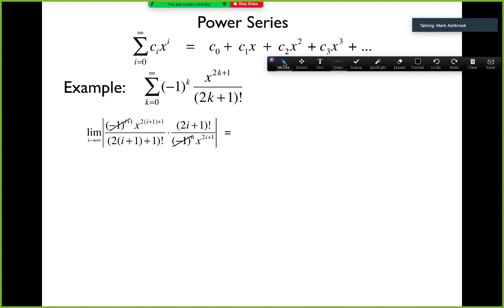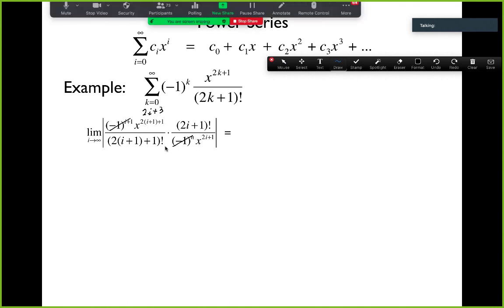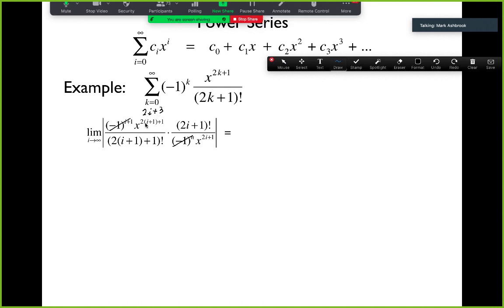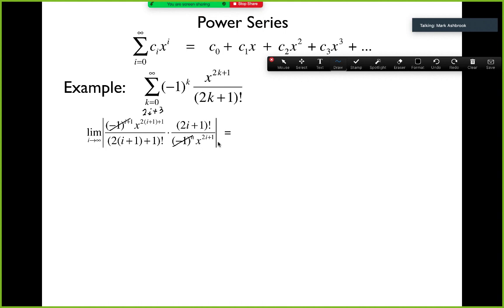So I think we got the next step here. There we go. Oh, no, we don't. So this is 2i plus what? 2i plus 2 plus 1. So this is 2i plus 3. And this is 2i plus 1. So how many more x's do we have in the top than the bottom? 2 more, right? So 2i plus 3 would be 2 more x's multiplied together than 2i plus 1.